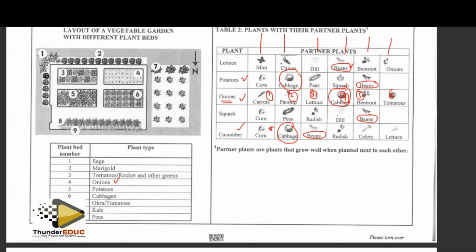Someone would have said corn, because if you check corn, that's 3 times. Cabbage, we saw it already, it's 3 times. Peas are twice. Tomatoes, it's once.